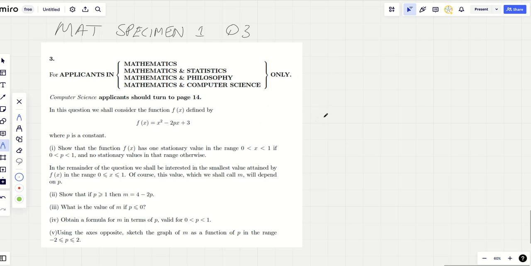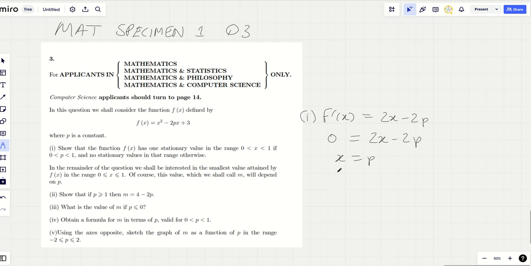But okay, I'm going to do it using calculus because a stationary value is where f dash of x equals 0. So 2x minus 2p equals 0, so x equals p, yeah? So the first thing I'm going to note here is, if 0 is less than p is less than 1, because that's what we've been given, then it has one stationary value in the range, because x equals p.